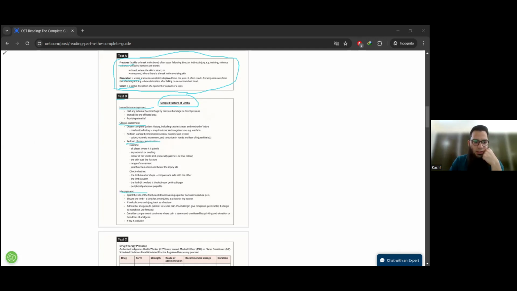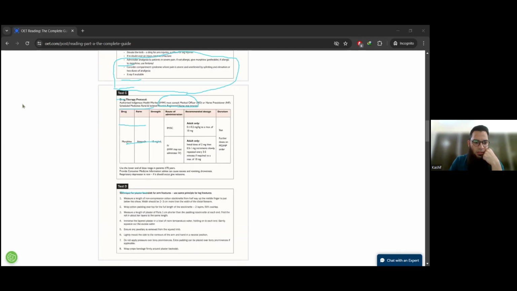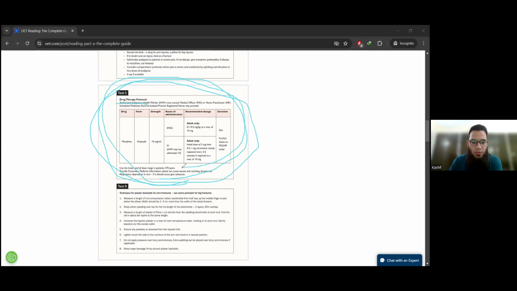What is in the part C? In text C, they are telling you about drug therapy protocol. Again, see, this is visual format. They have given you a table. They have not provided too much text. They have provided you with a table in which one column you have drug, in one column you have form, the other is strength, the other is route of administration, recommended drugs, and duration. So this is table format.